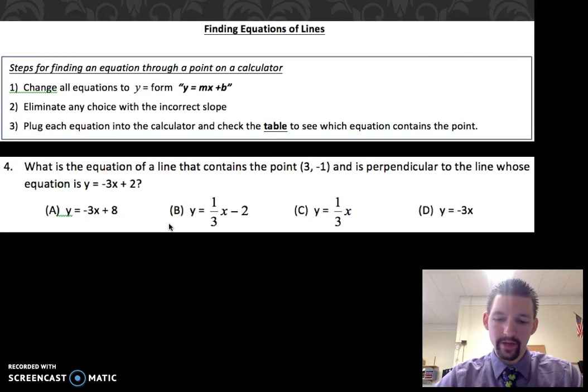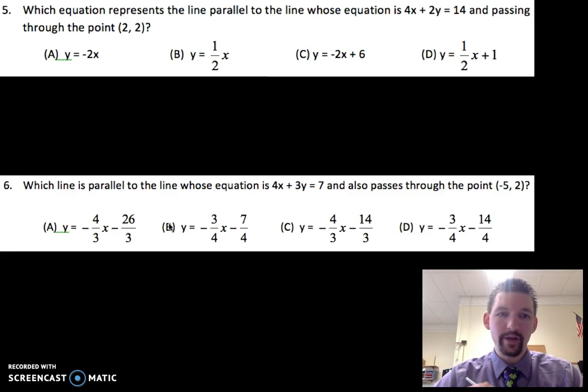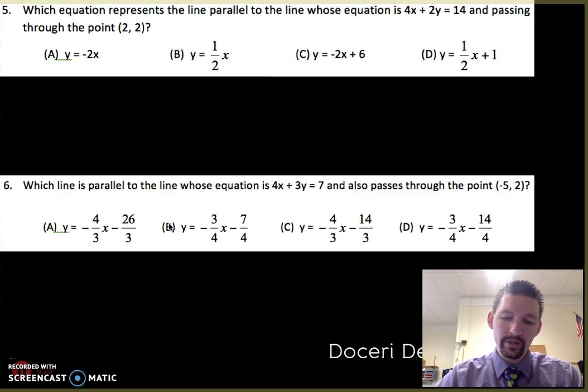What I'd like you to do is pause the video, try 5 and 6 on your own, and then resume to figure out what the correct answers are. Okay, so when you change to slope-intercept form and figure out which line is parallel for number 5, the correct answer will be choice C. And again, when you change this to slope-intercept form and find out which is parallel, it will again be choice C.